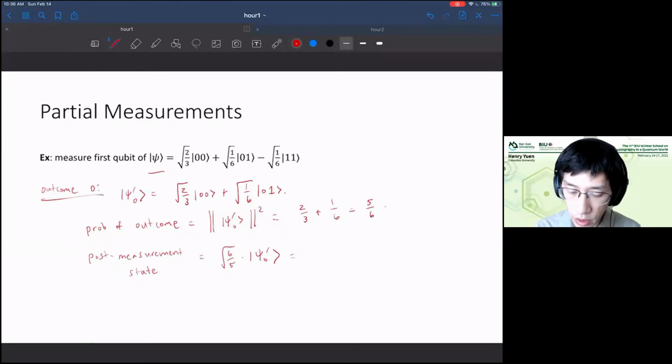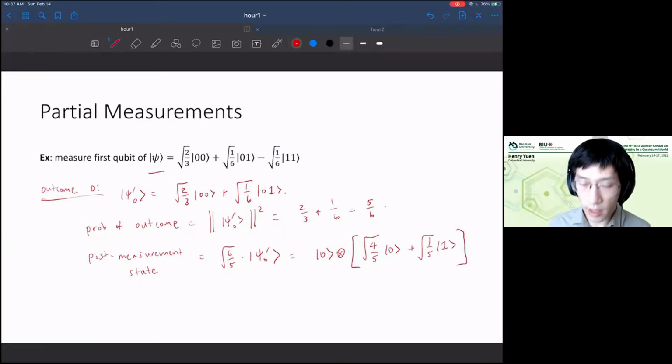Well, actually, let me just write it out so we get 0 tensor, and then what is the single qubit state for the right-hand qubit? Well, it's going to be, see if I can do this arithmetic quickly, square root 4/5 times 0 plus square root 1/5 times 1. Okay, that's going to be the state of the second qubit.